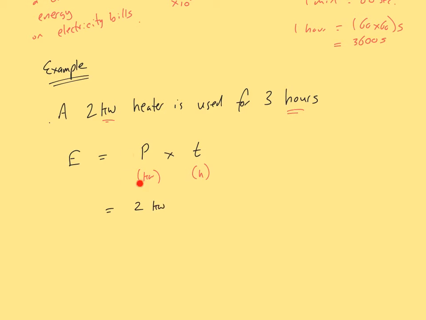So that makes life easier. So power is 2 kilowatts. The time is 3 hours. So put that line of working there. Multiply those together. That gives us a total amount of energy of 6 kilowatt hours, not joules. They are different units. That's very, very important.